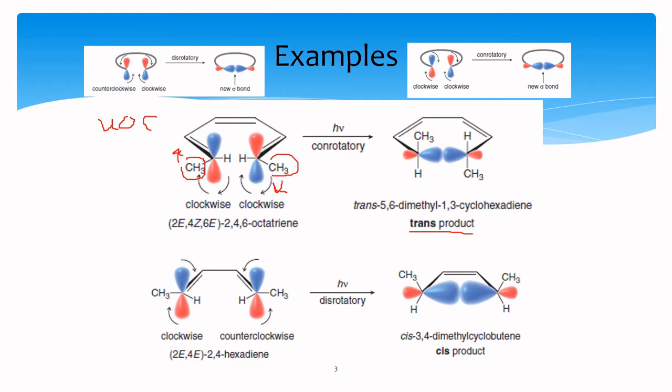Okay, let's take a look at hexadiene. Hexadiene has an even number of pi bonds, so it is UV, even, and it is disrotatory. So you notice that in disrotatory, the like phases are on the same side. In this case, this methyl will go up, and this methyl also will go up. So you end up having the methyl groups on the same side, so it will give you a cis product.